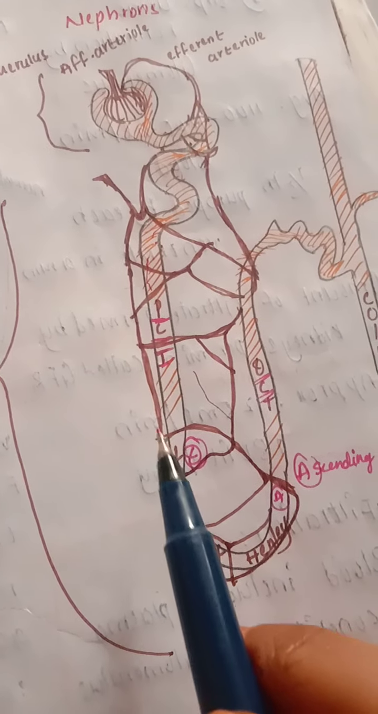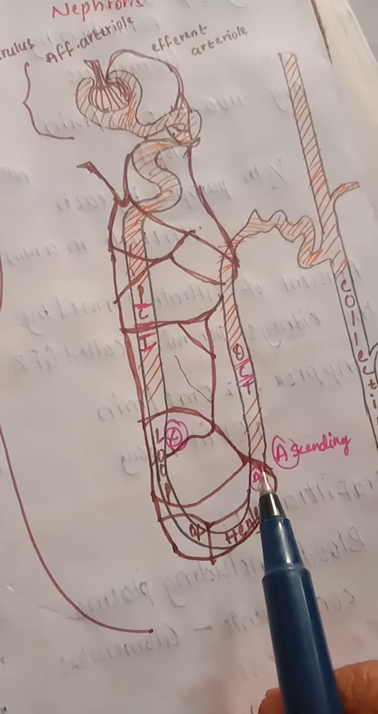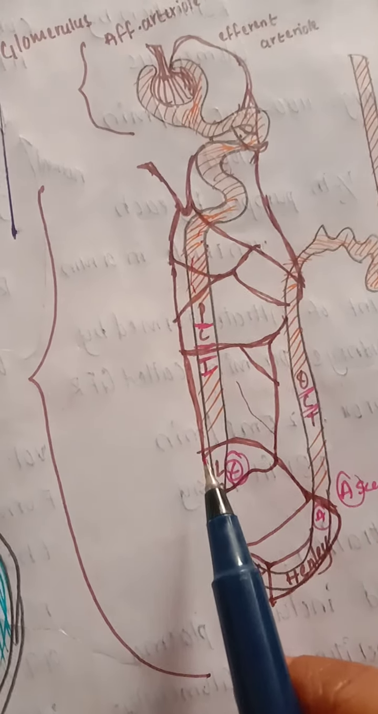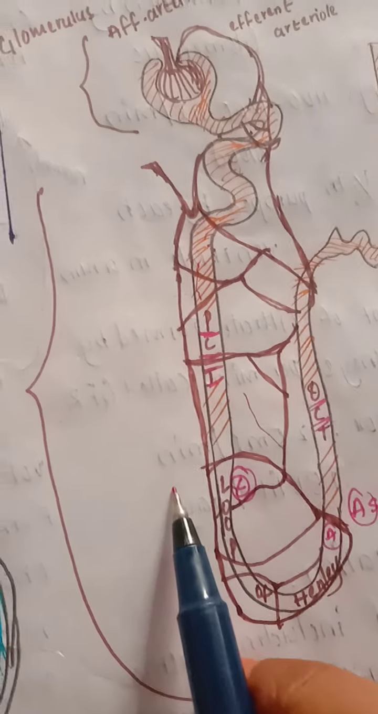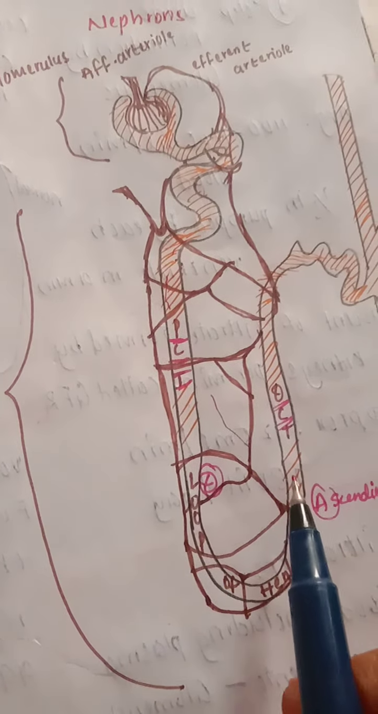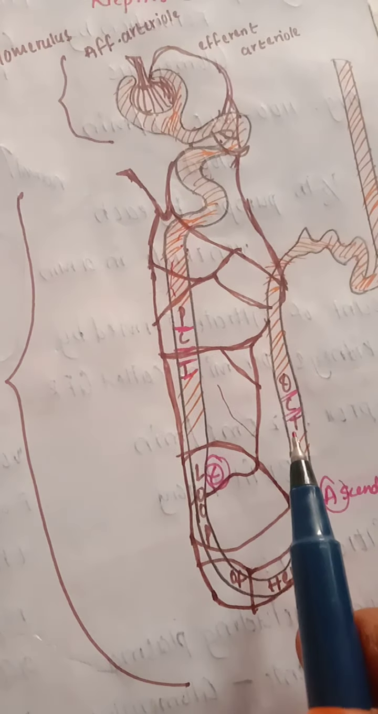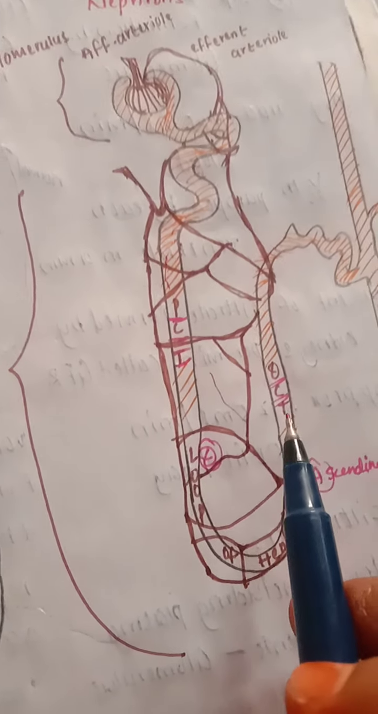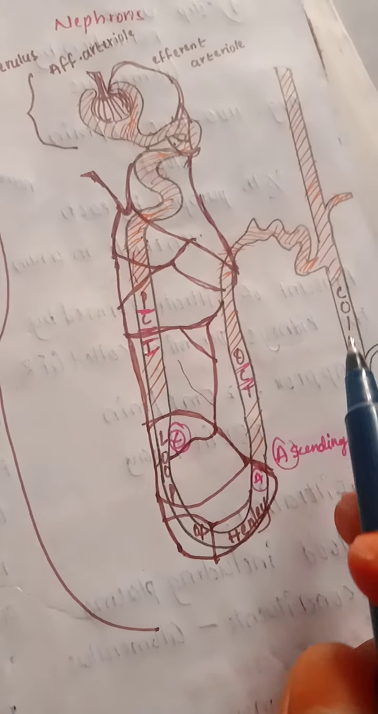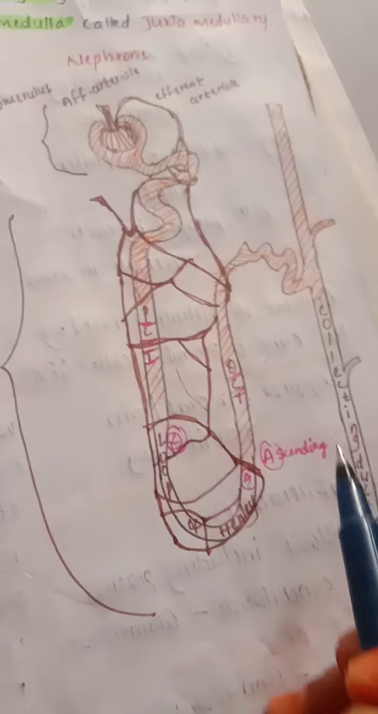This is called the descending loop of Henle, and this is the ascending loop of Henle. The descending loop of Henle is permeable to water but impermeable to electrolytes. But the ascending loop of Henle is permeable to electrolytes but impermeable to water. It continues as the DCT, and the DCT continues as the collecting duct, which is a straight tube.